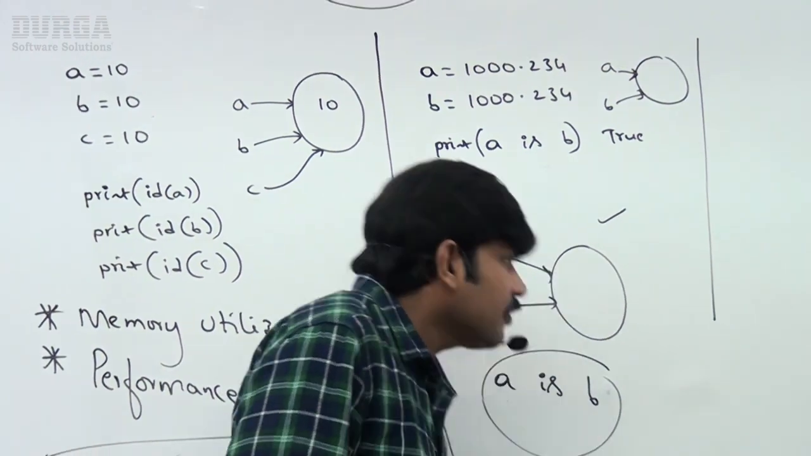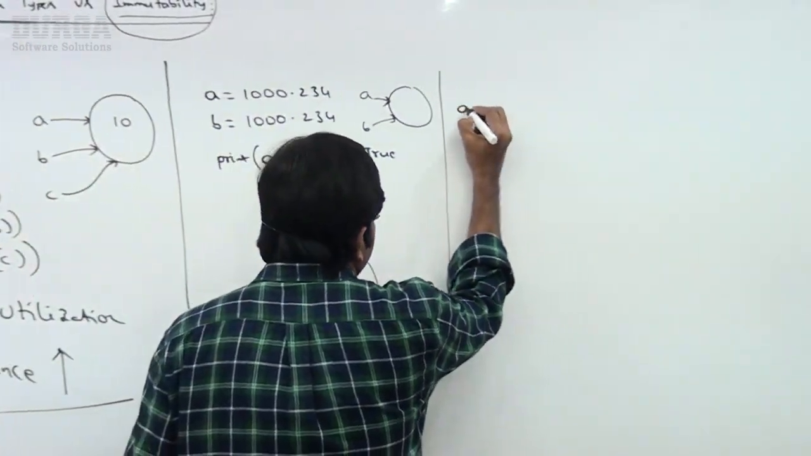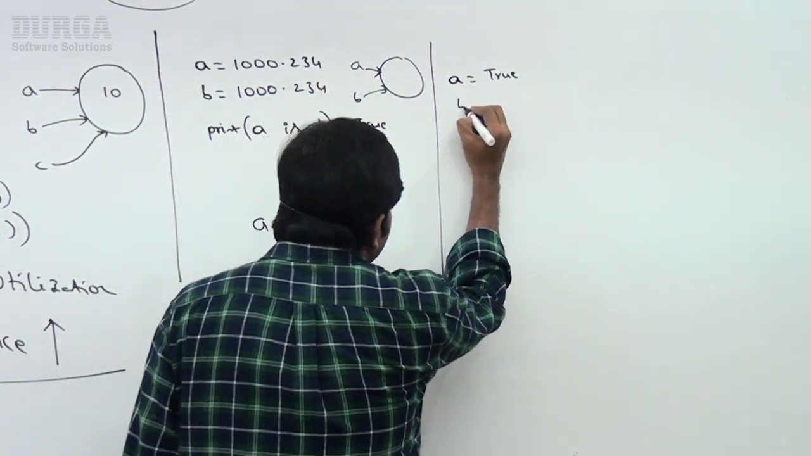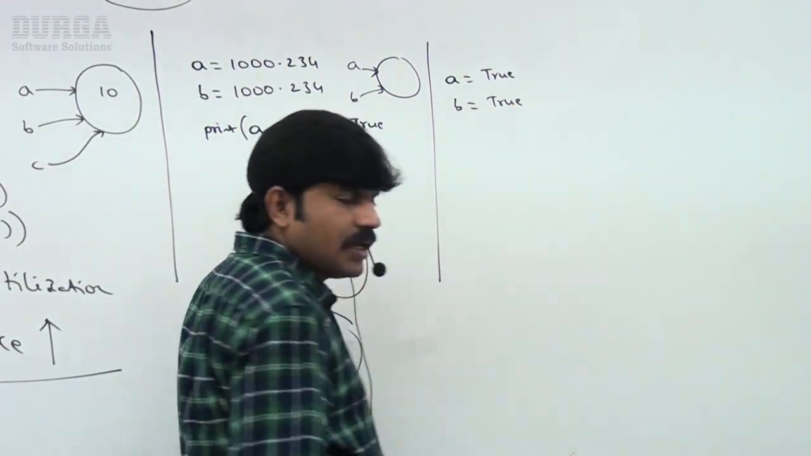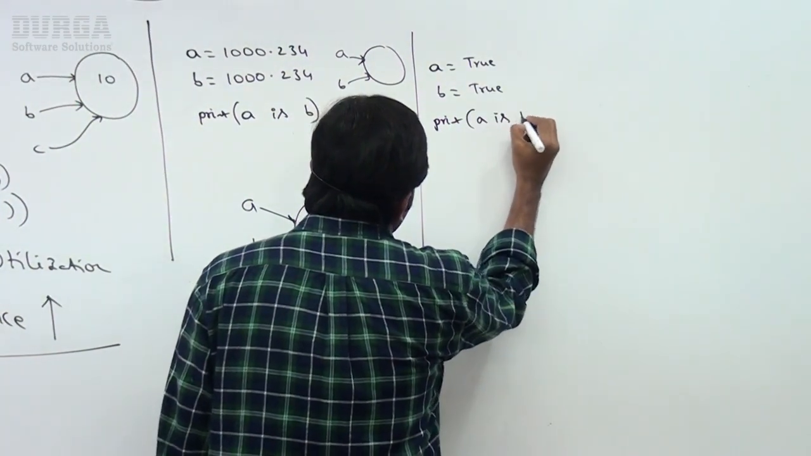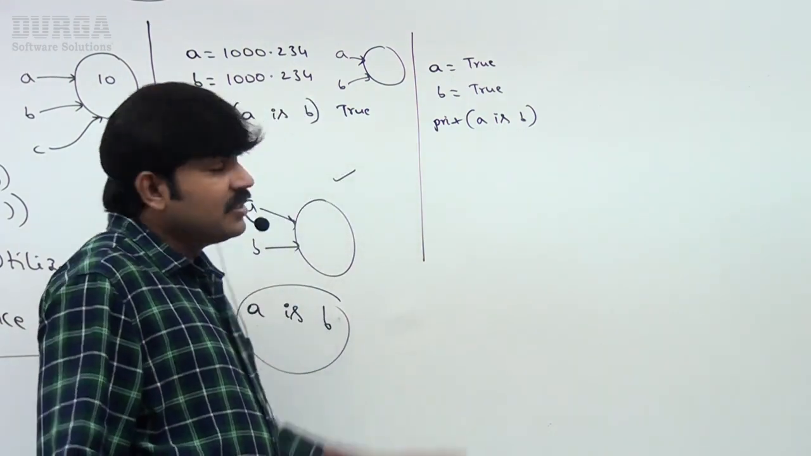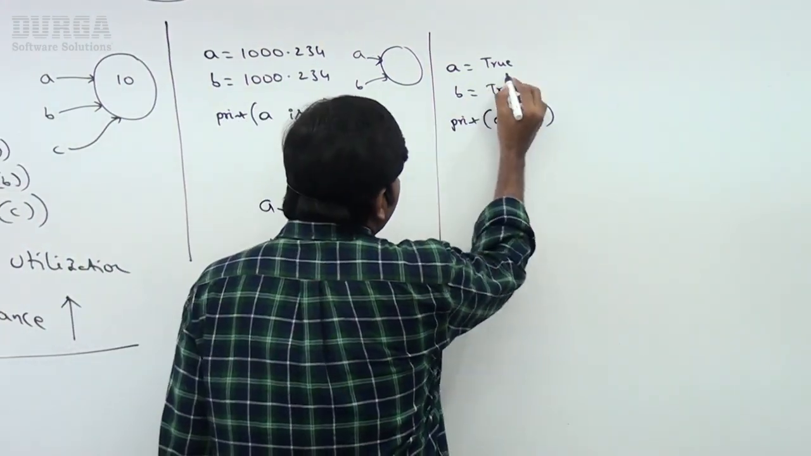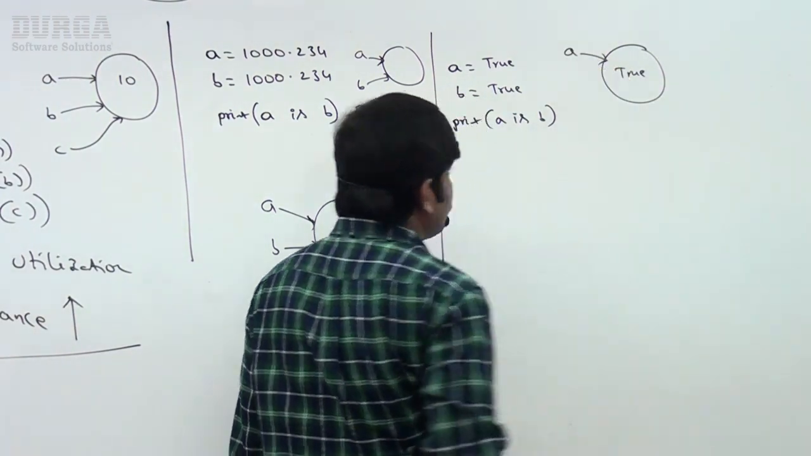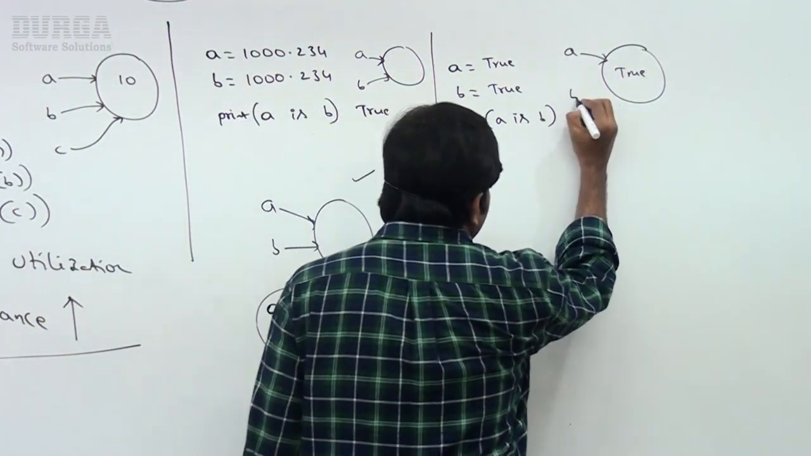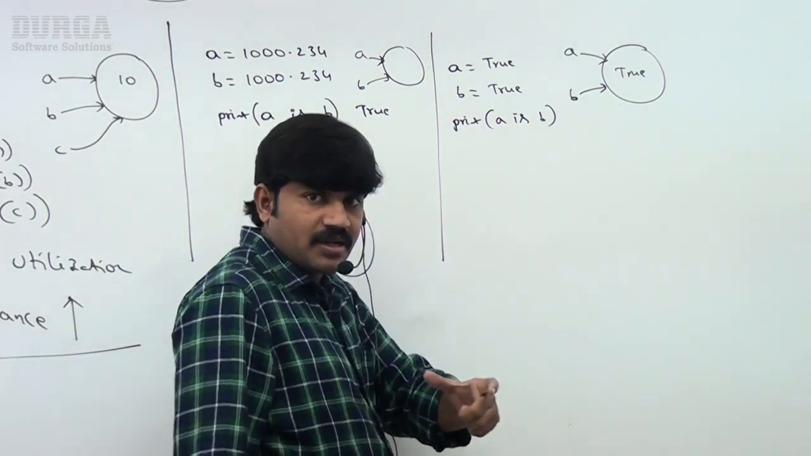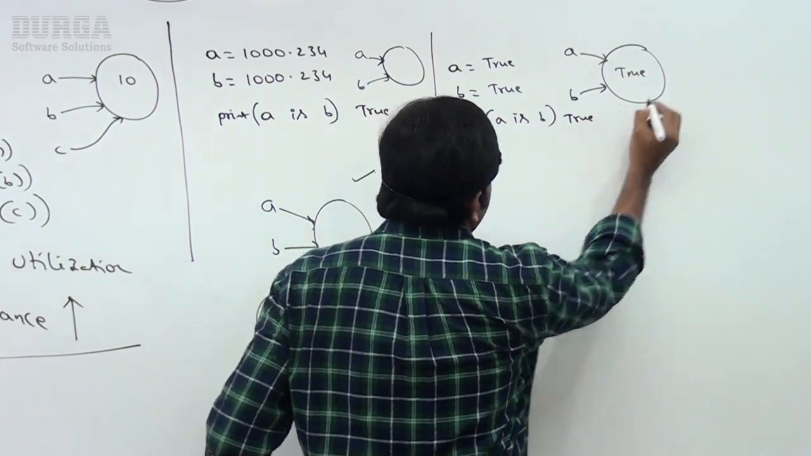Let me cross check for the Boolean case. A is equal to True, B is equal to True, print of A is B. What will happen in this case? True itself is an object in Python. A points to that, and B also points to the same object. Both are pointing to the same object or not? What answer are we going to get? True itself is the answer.